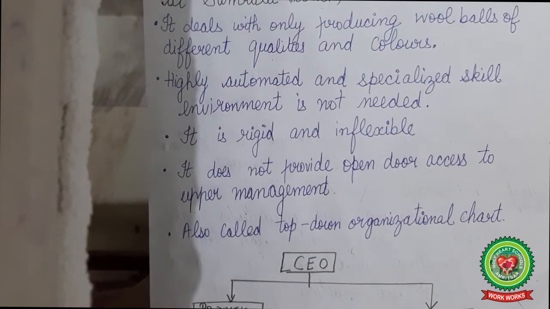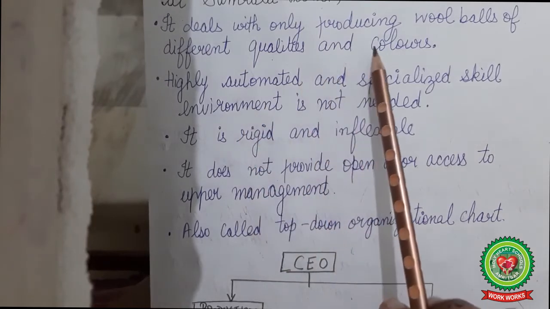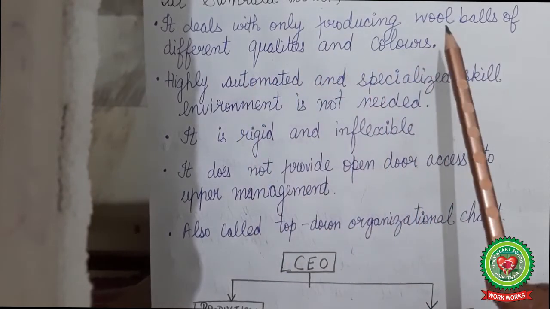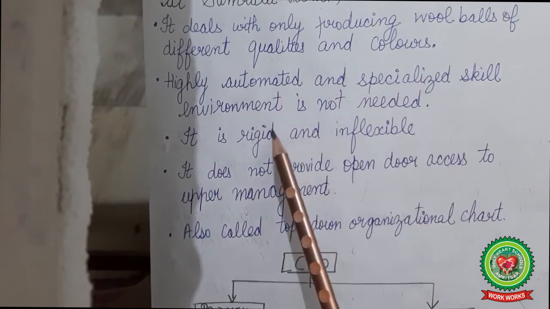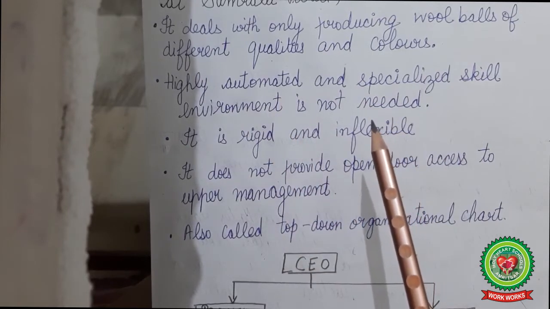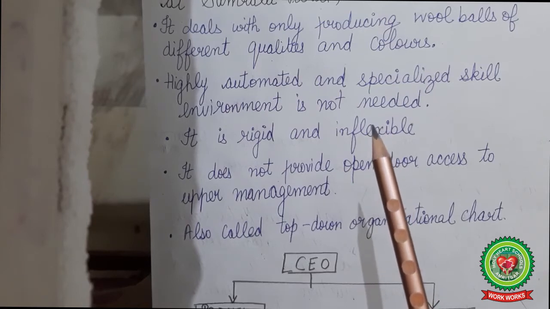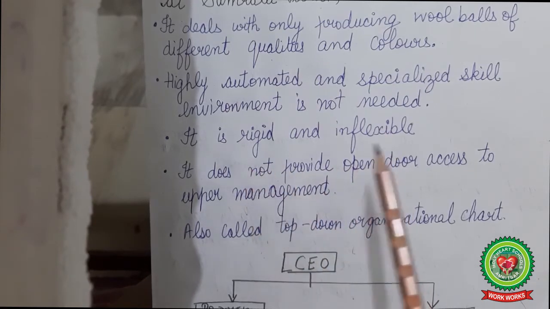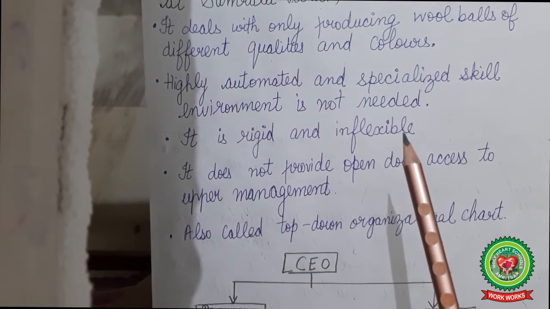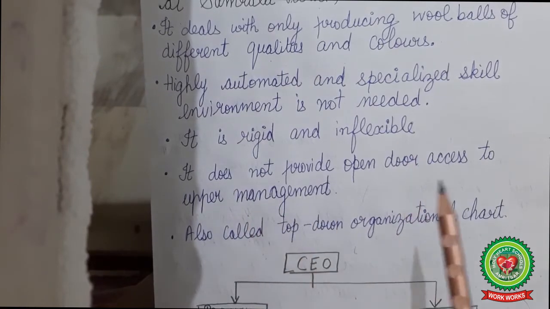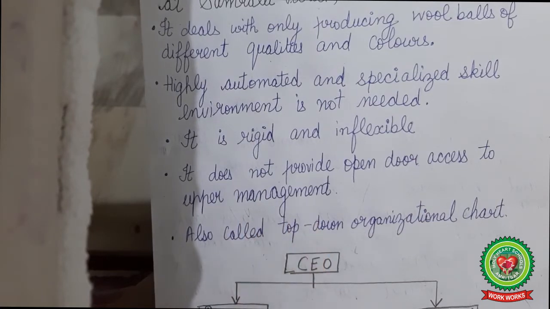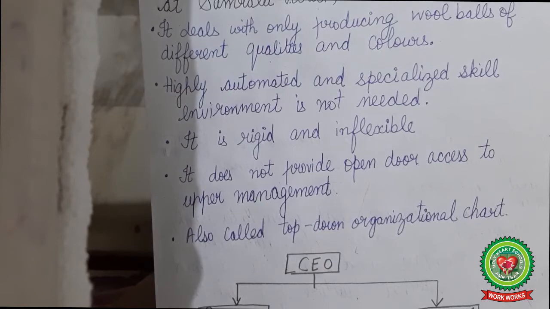In line organization, as Vardhman follows it, it deals with only producing wool balls of different qualities and colors. That is dealing with one product only. It's highly automated and specialized skill is not needed. They use machines, they use fabric, but not very highly upgraded technology. It is rigid and inflexible. For the last so many years, their process is the same. It does not provide open door access to upper management. Now, upper management does not have any interaction with the workers and foreman. It's also called a top-down organizational chart.